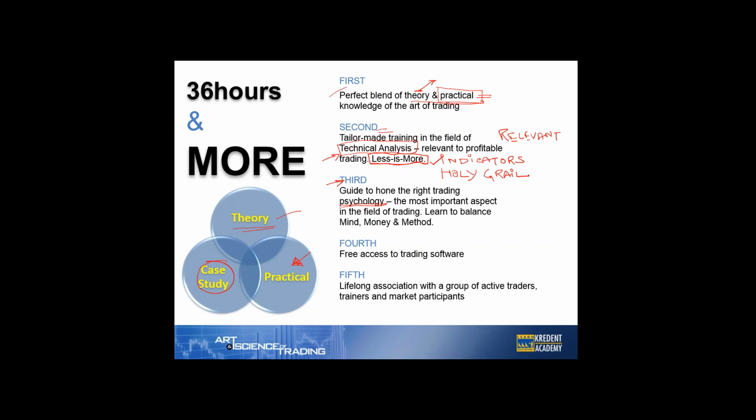At times I used to say probably psychology is 75% important, 25% goes into your techniques and all. Slowly over the years, this percentage has gone up, and I would say probably 90%, 95% is all psychology. So in the Art and Science of Trading, we'll be talking a lot about this part of personality, how you can develop the mindset of a trader. So we'll be learning to balance mind, money, and method.